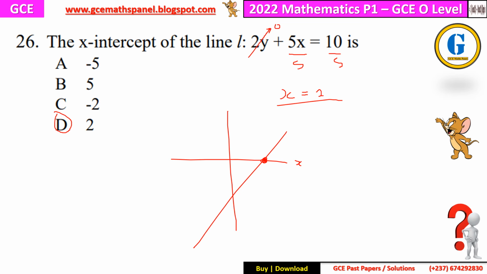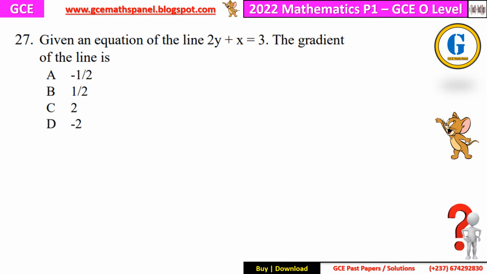Alright, question 27. Given the equation of the line 2y plus x equals 3, the gradient of the line is. For us to find the gradient of this line, you first have to express the equation in the form y equals mx plus c, where m is the gradient, and c is the y-intercept.